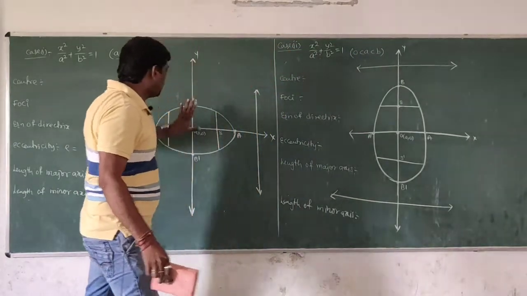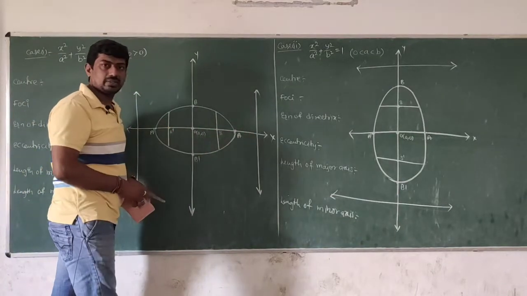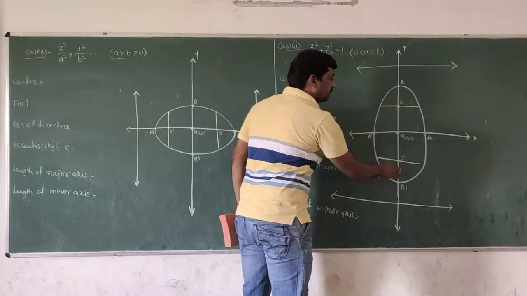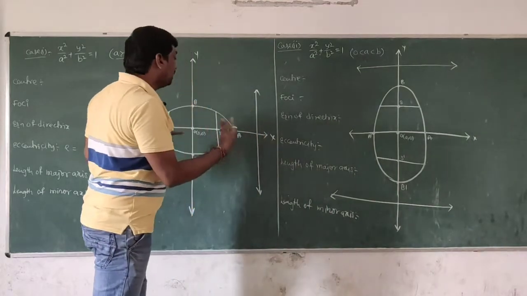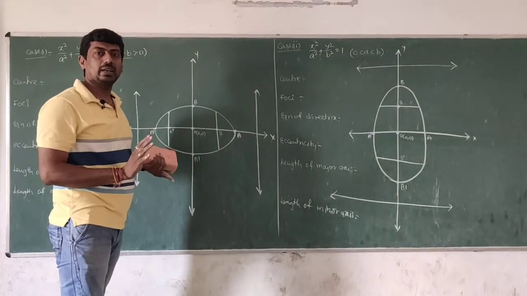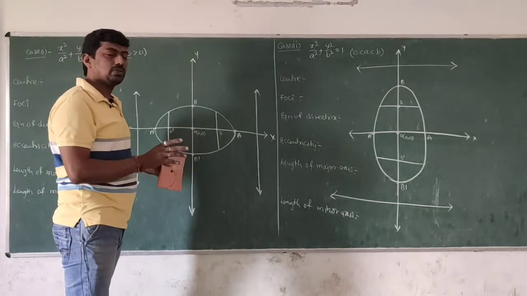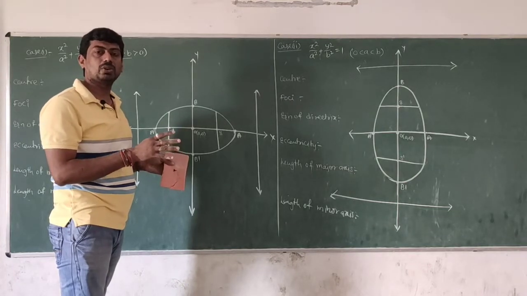In case 1, the major axis lies on the x axis. In case 2, the major axis lies on the y axis. Whichever length is greater is called the major axis. The major axis and minor axis are not fixed in both cases; the axis changes depending on the values of a and b.